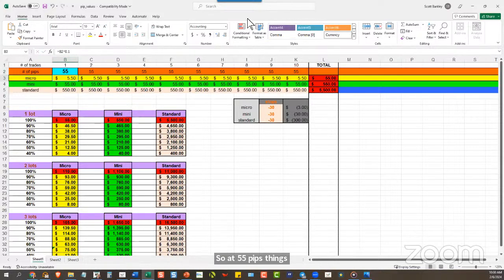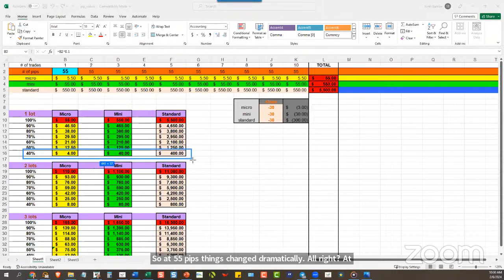At 55 pips, I only have to be 40% right. In other words, what you want to do is stack the deck where you don't have to be the greatest trader on the planet, and then work on your skill level. So if I could trade at 40% because my trades are 55 pips or more, I can make money.